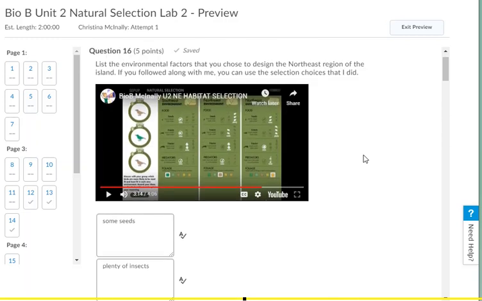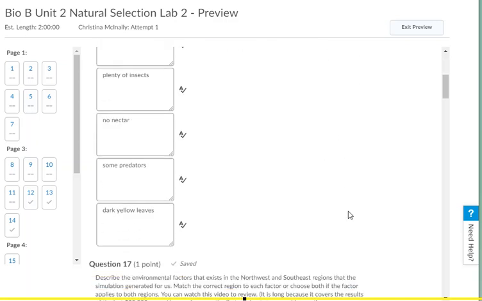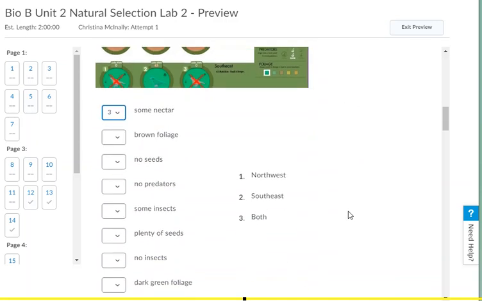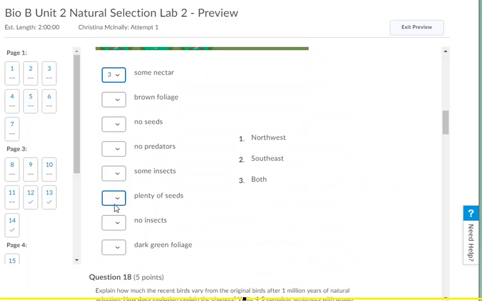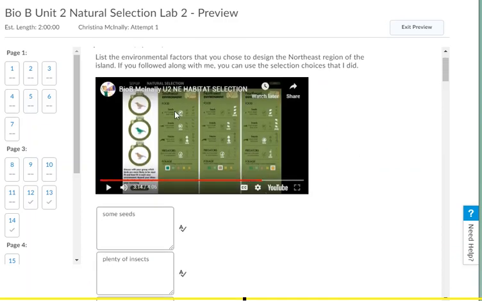I'm on 17. I'm just going through 17 and showing you where to find the information, right? So all it's asking you to do is match the habitat factors. Both of these two regions have some nectar. The southeast has no insects and no seeds, or vice versa. And so if you look through here, you just have to pick one, like plenty of seeds. So no insects would be southeast. Let's see. Yep, no insects would be southeast.